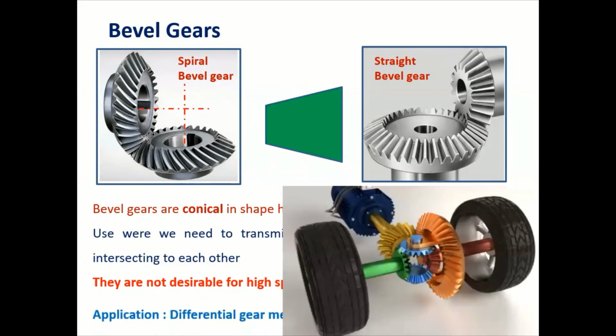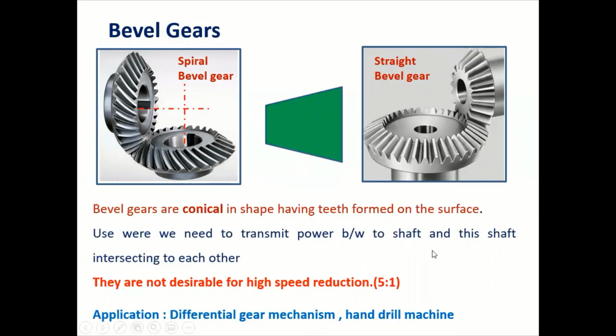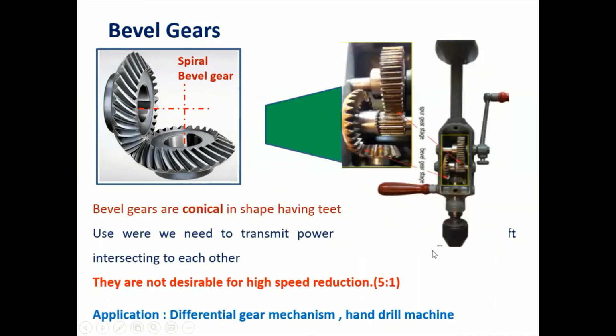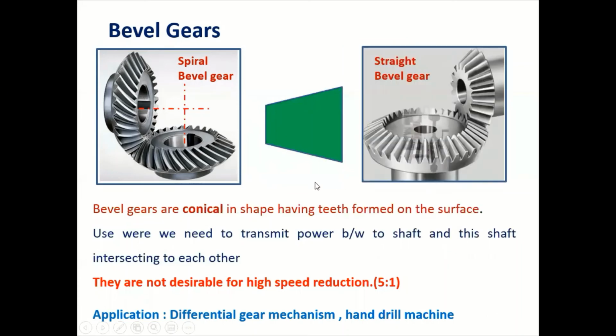As for applications, you can see this is the differential gearbox of a four-wheeler, where we are using the bevel gear. You can see it in this diagram. Also, in a hand drill machine, if you see this hand drilling machine, this is a bevel gear. So this is the application of the bevel gear.